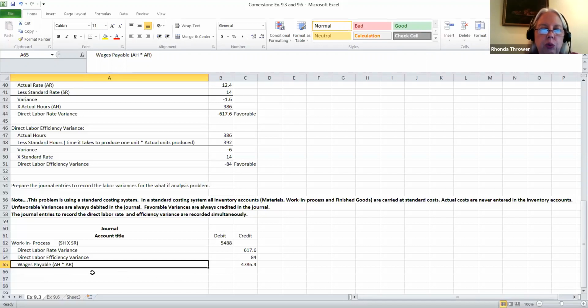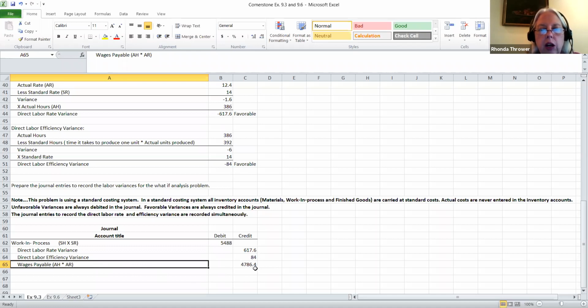So you want to make sure that you pay everything that is owed to your employees. So the actual hours times the actual rate. The actual hours were 386 hours, that was given. And the actual rate was also given at $12.40 for a what if analysis. So the actual hours times the actual rate gives you this credit amount.